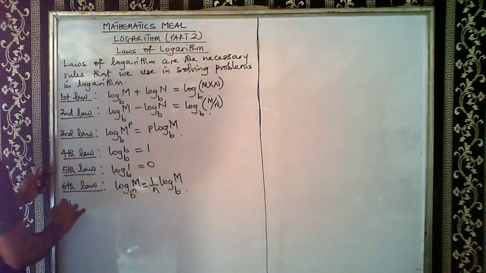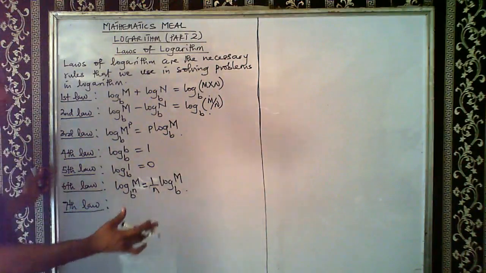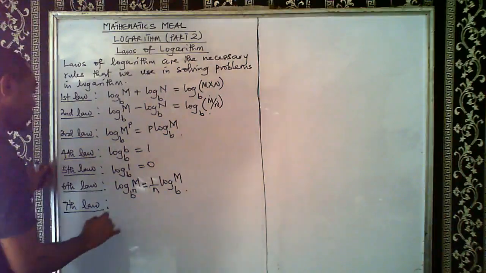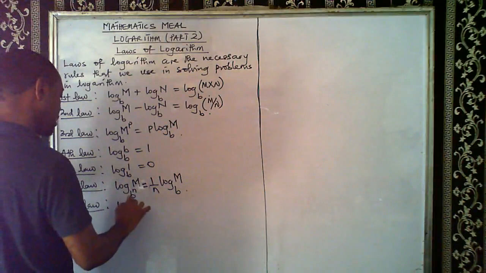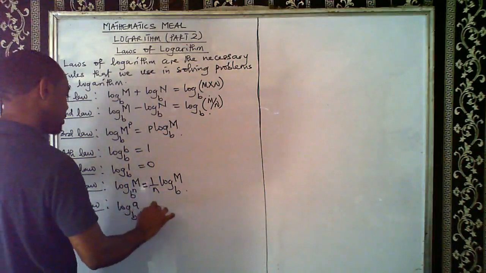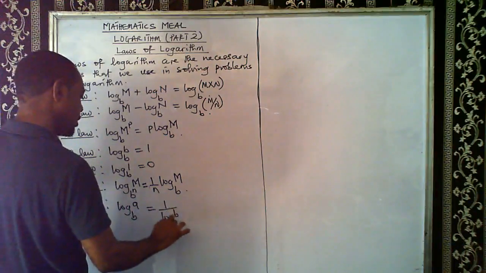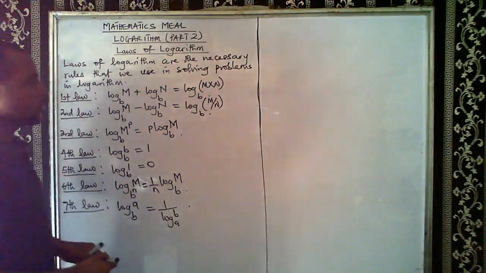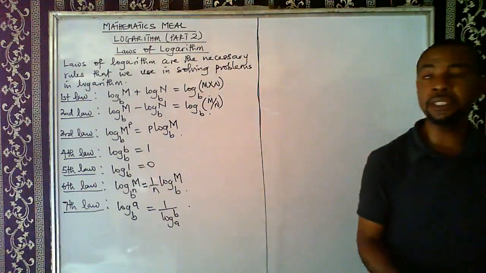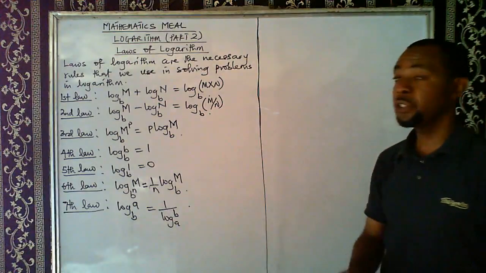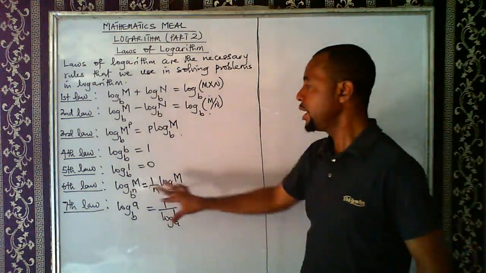And then the seventh law has two ways of writing it. I'm going to write just one of the ways. So we have log a in base b is the same thing as 1 over log b in base a. Okay, these are the 7 basic laws of logarithm. So when you want to solve a problem in logarithm, you'll be looking at this.